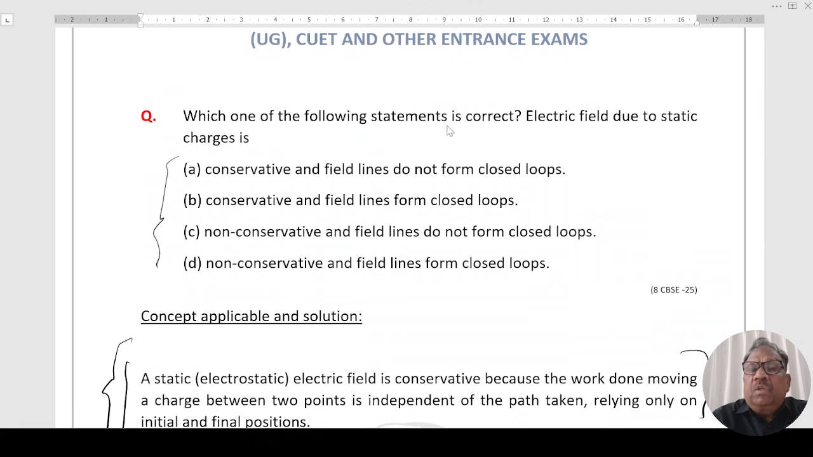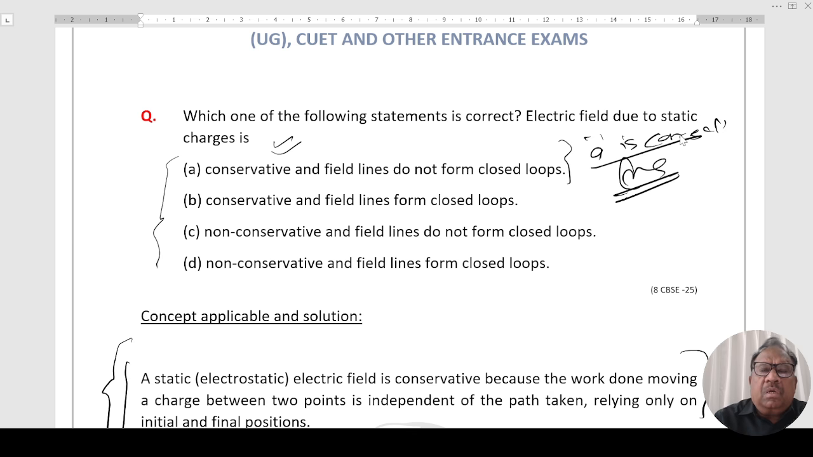So which of the following statements is correct? Electric field due to static charge is conservative and field lines do not form closed loops. A is the correct answer. Right? Next question.